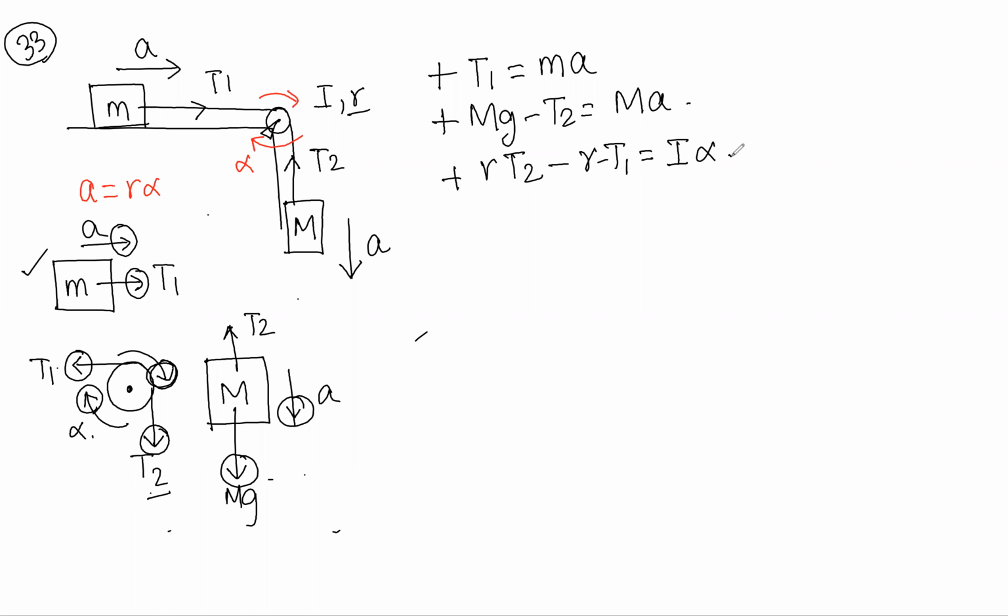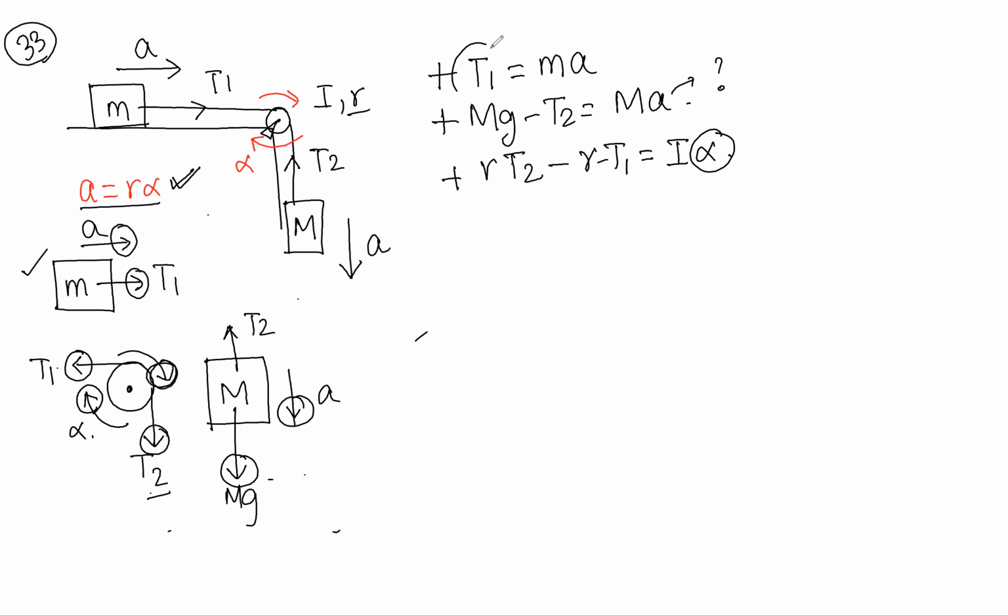Find the acceleration of the mass m. So we need to find out the value of A. हमें A का value चाहिए. So strategy is very simple. Alpha के जगह पर A का value लिखो. Alpha is equal to A by R. Use the value from here. You put it in alpha.